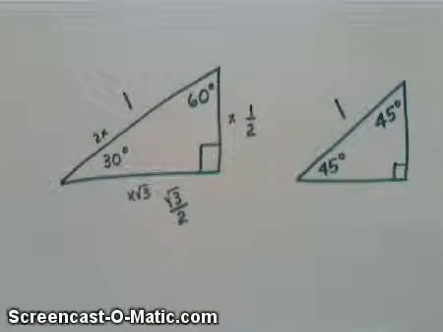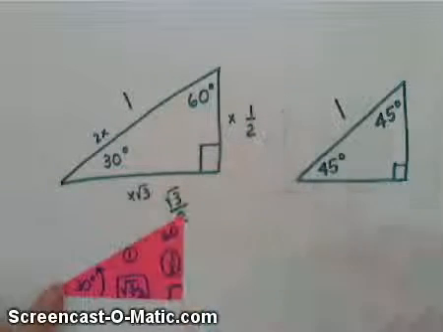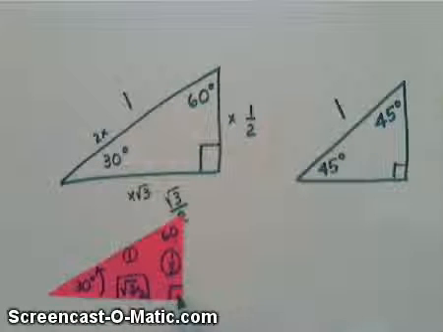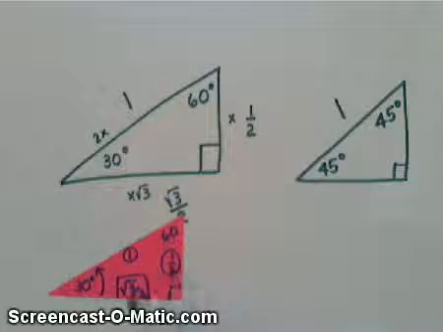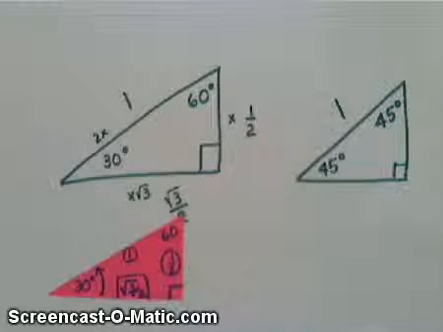Okay, so this pink little triangle is going to represent the 30, 60, 90. There's a 30, there's a 60, there's a 90, and I have circled these measurements. 1 is the hypotenuse, 1/2 is the shorter leg, and square root of 3 over 2 is the longer leg. So we'll be using that in just a moment.